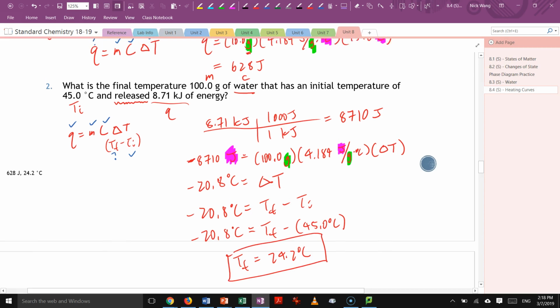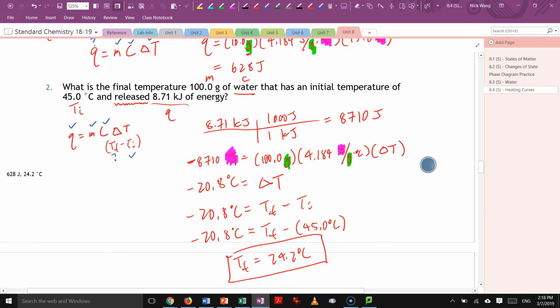And that should make sense, right? Because we gave away water. We know that it started at 45 degrees Celsius. It released energy, so it's going to cool off. So it goes from 45 down to 24.2. It's always a good double check to make sure that the math worked out. Because sometimes if you forget this negative sign, like I was about to do earlier, you end up with an entirely different number, which does not make any sense and is not consistent with what you should be getting. All right, that'll do it.